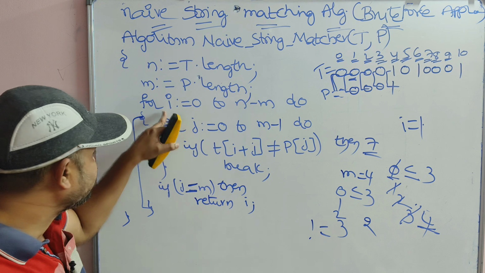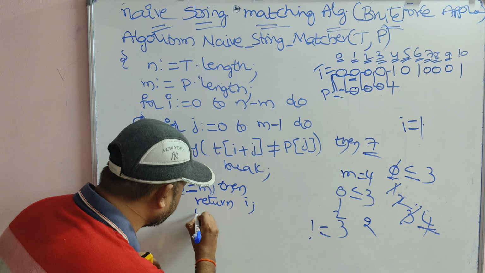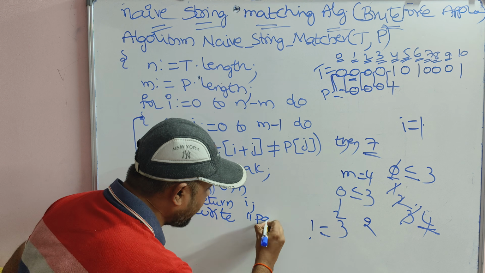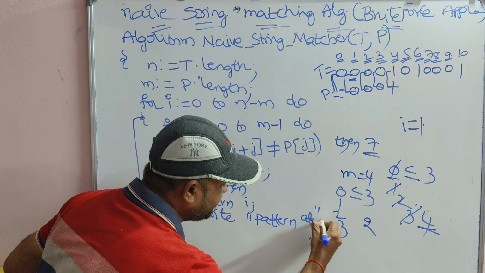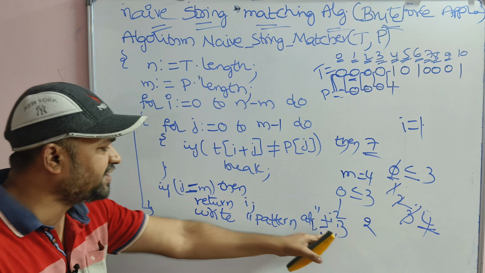So return i, that shift is nothing but the i value. Okay, so return the i value or print that i value. It is our choice. So this is the algorithm, or you can write something like: pattern is found in the text at index i. So it is our choice. We can return the i value or we can display the i value.